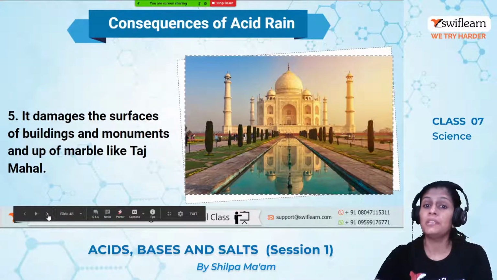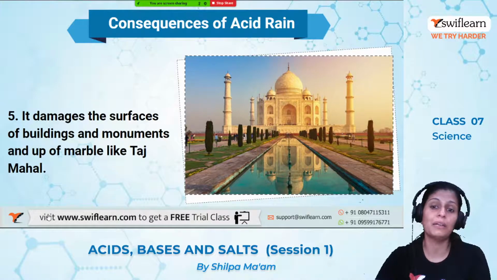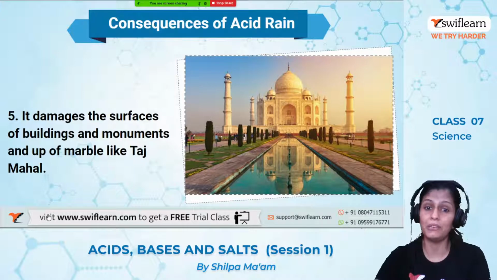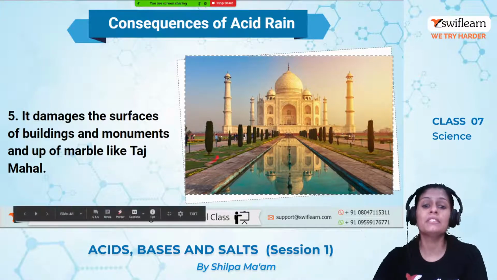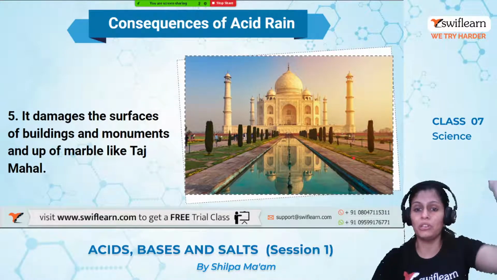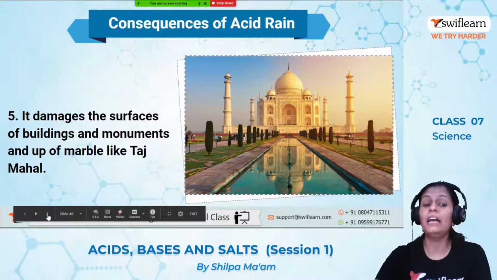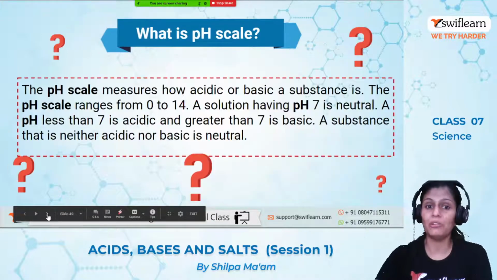And what are the consequences of acid rain? One of the 7 wonders of the world, the Taj Mahal, is becoming blackish brown in color because of acid rain. It is surrounded by factories, and the emissions from the factories get mixed with water and fall down in the form of acid rain. So it is hampering the beauty of the Taj Mahal also.